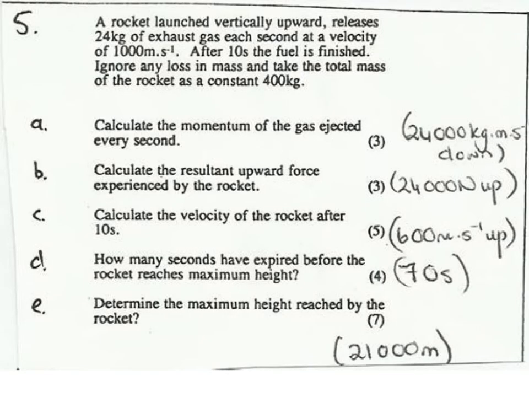We've got a rocket now being launched vertically upwards. It releases 24 kilograms of exhaust gas each second at a velocity of 1,000 meters per second. After 10 seconds, the fuel is finished. Ignore any loss of mass and take the total mass of the rocket at a constant 400 kilograms. So this looks like it's going to include some equations of motion and some Newton's laws. So let's take a look and see what we get.